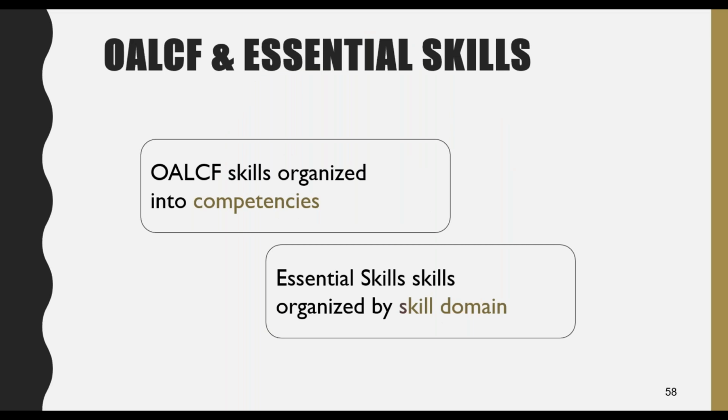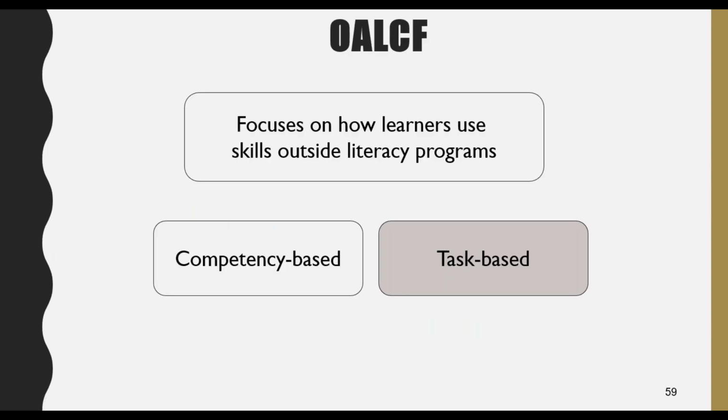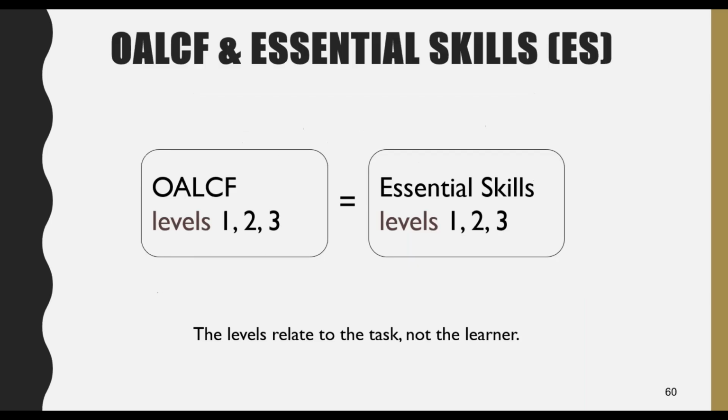So OALCF and essential skills: OALCF skills are organized into competencies, and essential skills are organized by skill domain. So that's a difference between the 2 different scales. The OALCF focuses on how learners use skills outside of a literacy program. It's competency-based, but it's also task-based. So what we're looking at is ensuring that the programming that is delivered is very task-based. People are trying to do things that are as close to what they're going to be doing outside a literacy program as possible. It's never 100%, but that is the intent behind the OALCF.